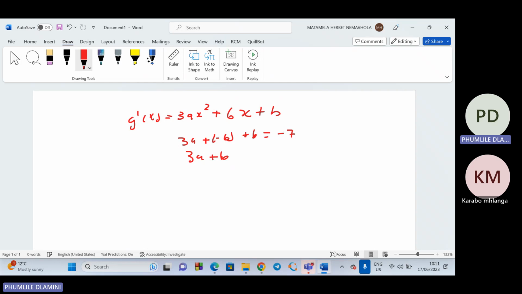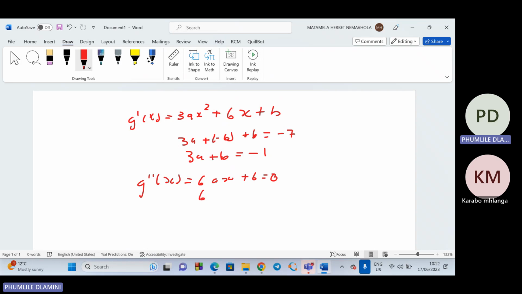We can take this 6 to the other side, so it's going to be equal to negative 7 plus 6, which is going to give us negative 1. So now we have 3a plus b equals negative 1. If we take again g prime, second prime, the way I did it the first time, then we get 6ax plus 6.